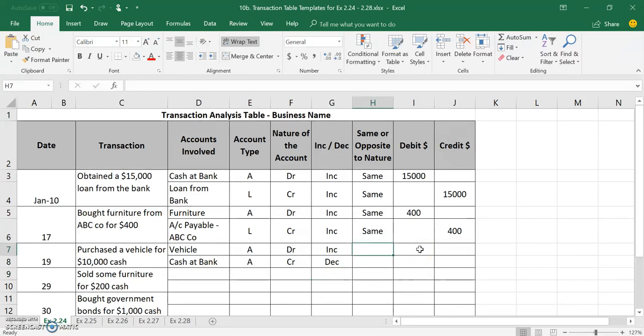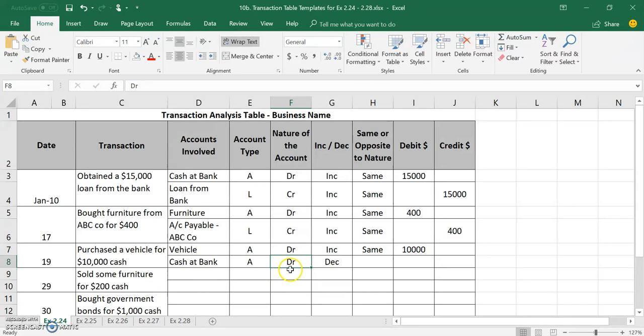So my vehicle account, when it's increasing, is going to remain the same as its nature. So the vehicle account is going to be debited for that $10,000. And my cash at bank account is also going to be a debit in nature.